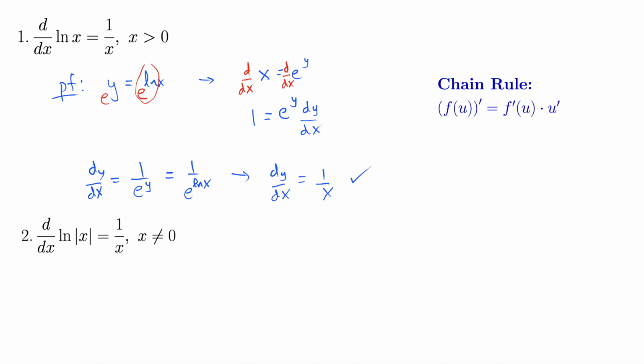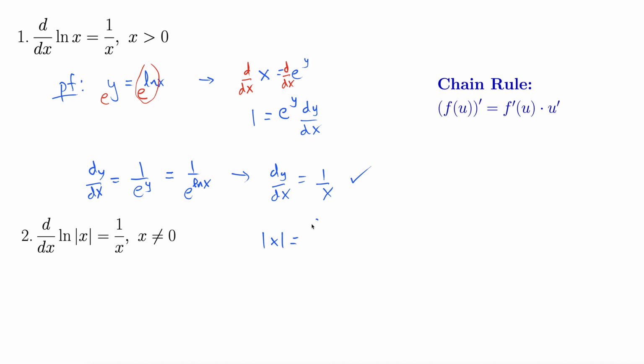Number 2 says that the derivative of the natural log absolute value of x is 1 over x again, but now we just have x not equal to 0. Well, that x not equals 0 simply again comes from the domain of the original function. The domain of natural log of absolute value of x is fine for every single number except for x equals 0, where it's undefined.